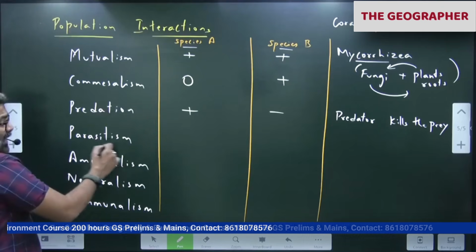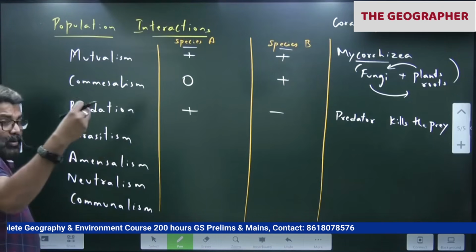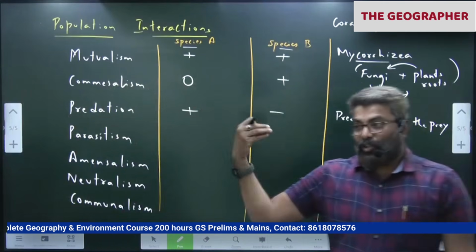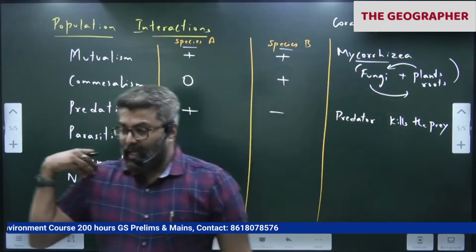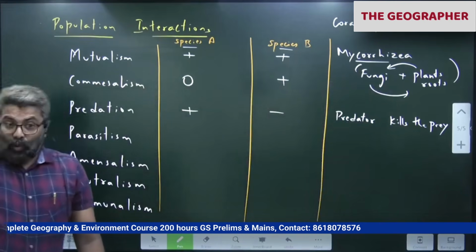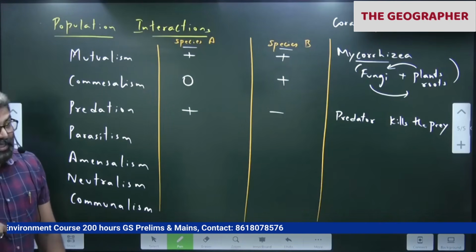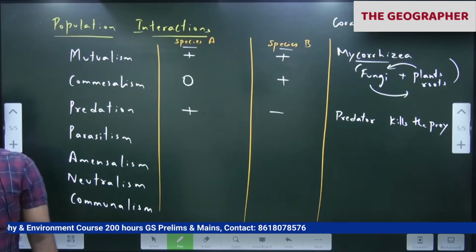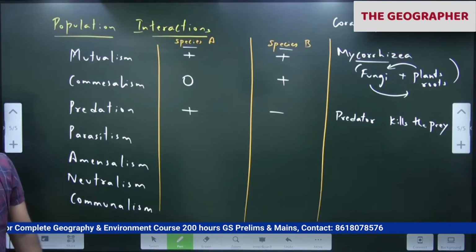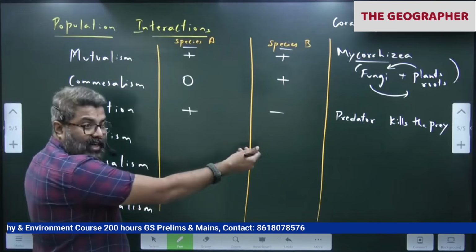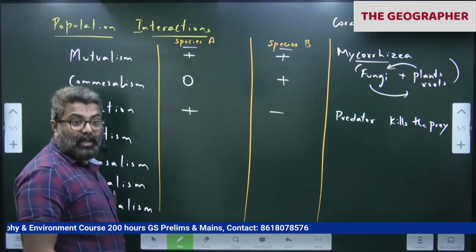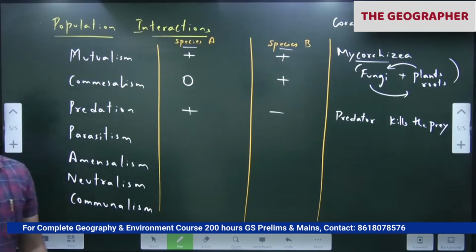Predation. Parasitism. Parasitism is when, we have different types of parasites. Some parasites live on the skin, ectoparasites. Some parasites go inside the host, endoparasites. They do this to take the nutrition from the host. Here, one species is benefited, that is, the parasites are getting benefited. The other species is harmed, correct? Because you are losing your nutrition.